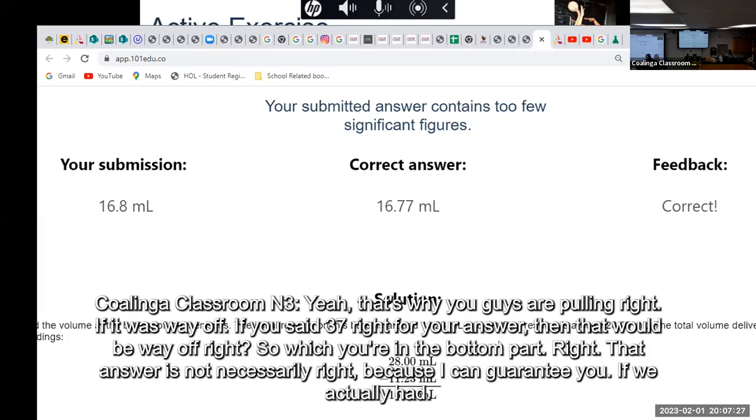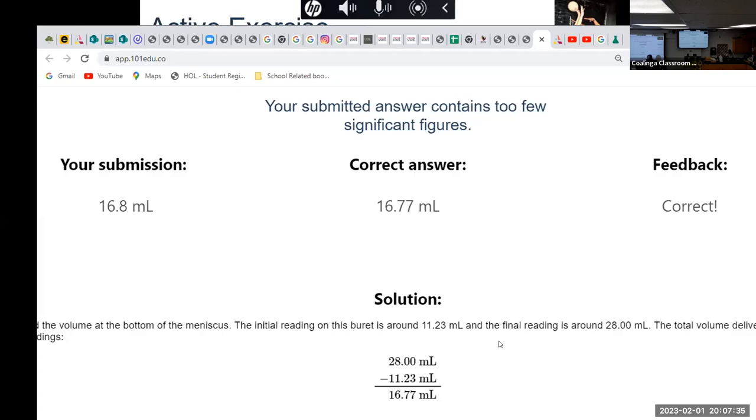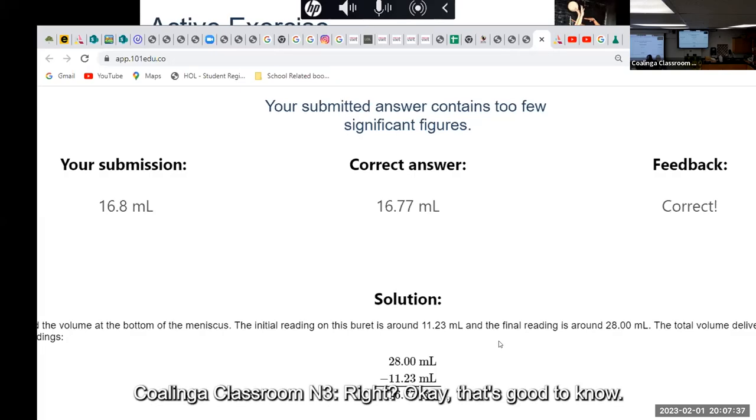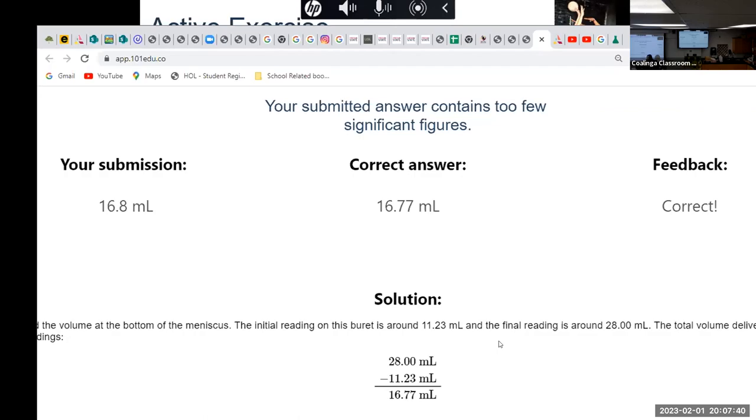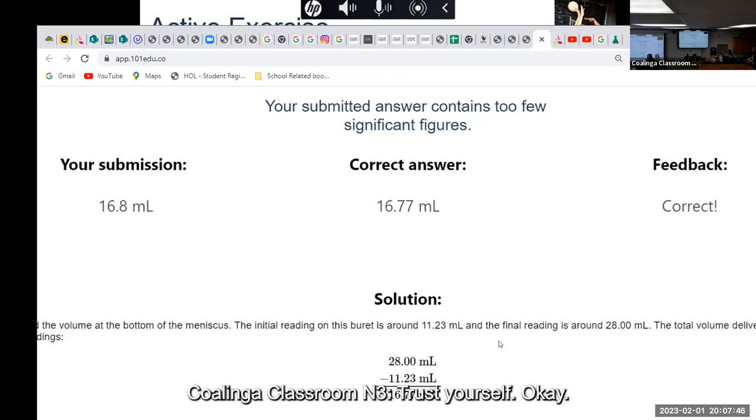That answer is not necessarily exact, because I can guarantee you, if we actually had gradients, it probably wouldn't be exactly that. They're just guessing from their eyes. That's good to know. There's no need to be stressed, and again, don't be stressed about it. Just trust yourself, okay?